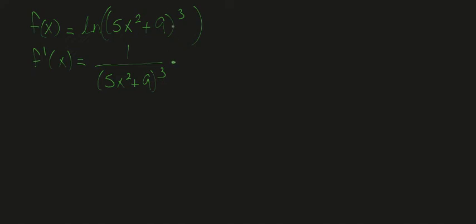So times the derivative of the inside, which will be 3 times (5x squared plus 9) squared. This is another chain rule. We call this a nested chain rule. There's multiple chain rules in one question. So we're also going to multiply by the inside of the parentheses here, which will be 25x.